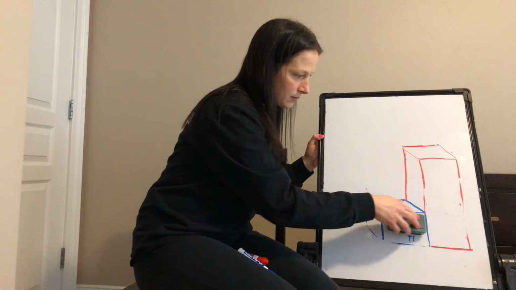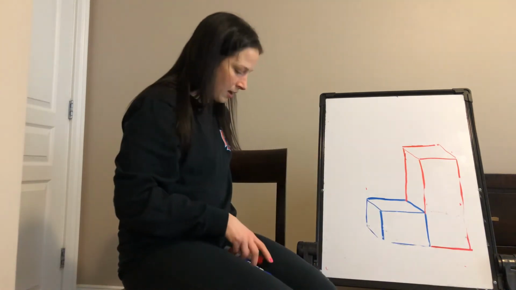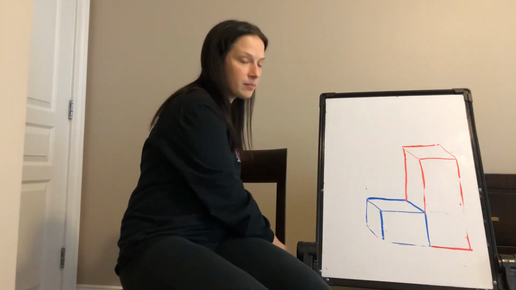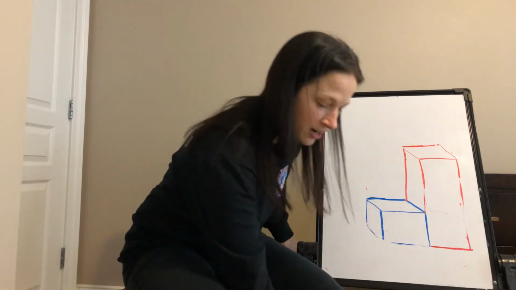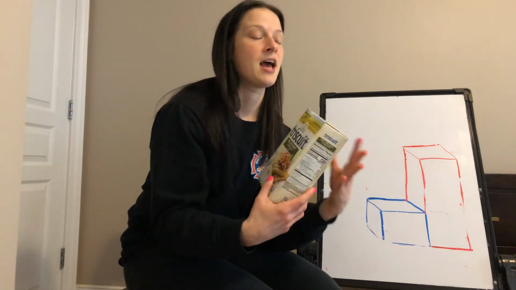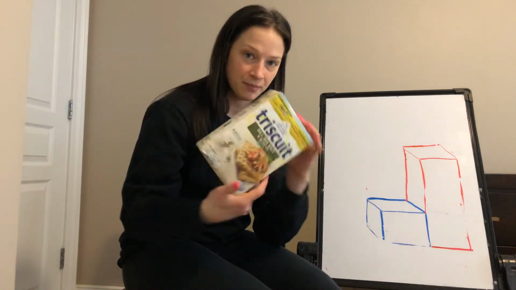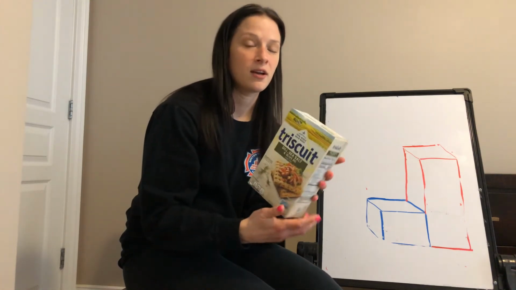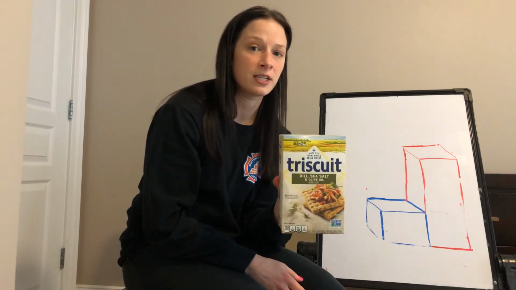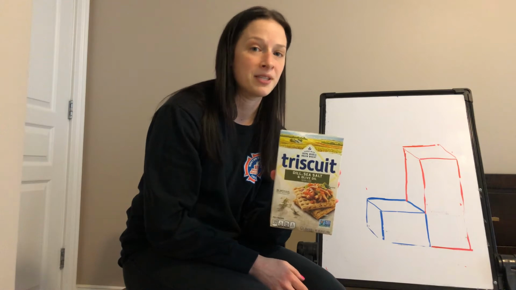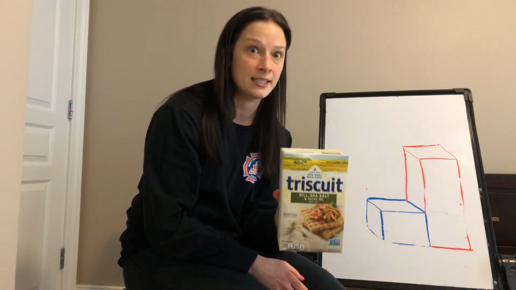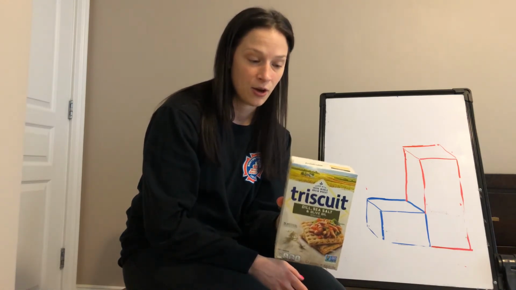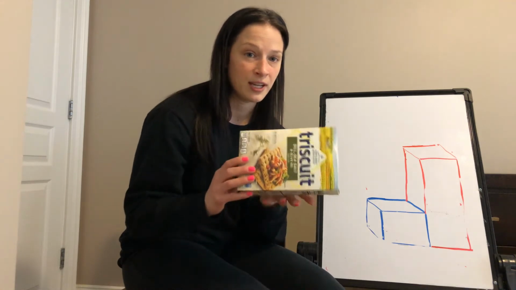All right, before we continue on, I need to share my Triscuits. This is a rectangular prism, as you can see, okay? What I need for you to know about a rectangular prism is that opposite edges are the exact same length, okay? So, I'll turn it this way.